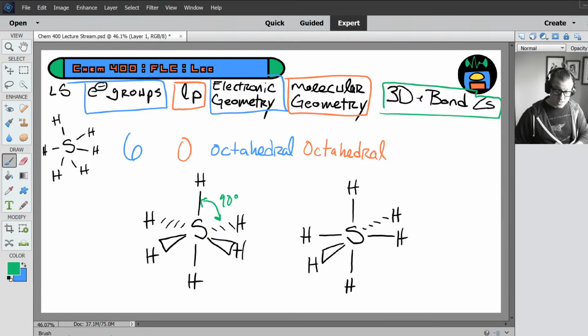All right, so this is the octahedron with 0 lone pairs, but as we know, as we start introducing lone pairs, the molecular geometry will change and our bond angles will change as well. So let's take a look at what happens when we start adding lone pairs to these structures.